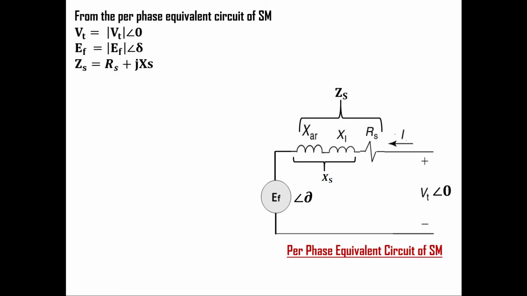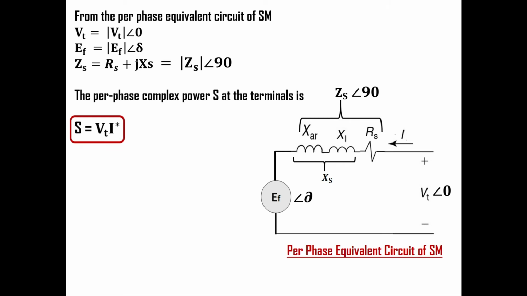Zs is the synchronous impedance which is equal to Rs plus jXs, where Rs is the stator resistance and Xs is the synchronous reactance. The angle for Rs is 0 with respect to reference voltage phasor Vt and the angle for Xs is 90 degree with respect to reference voltage phasor Vt. So, the angle for Zs is also 90 degree with respect to the reference voltage phasor Vt.